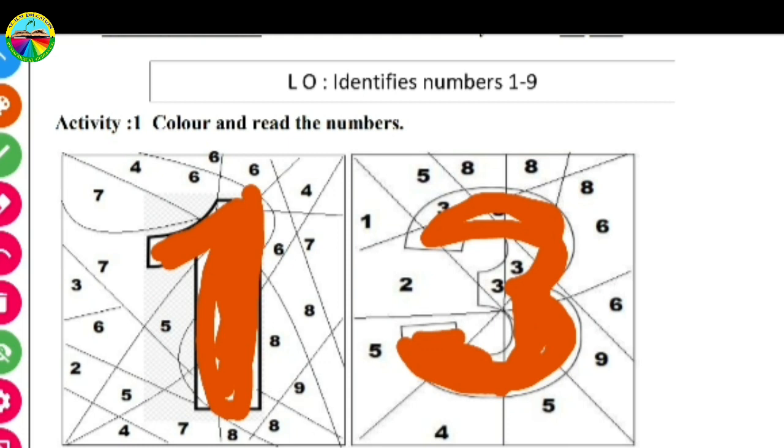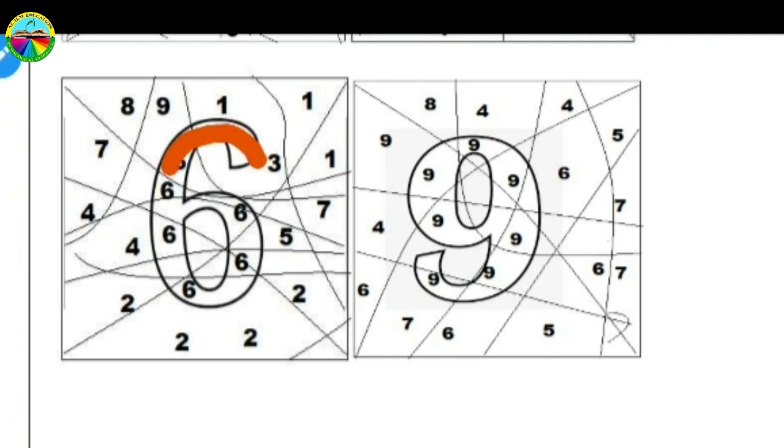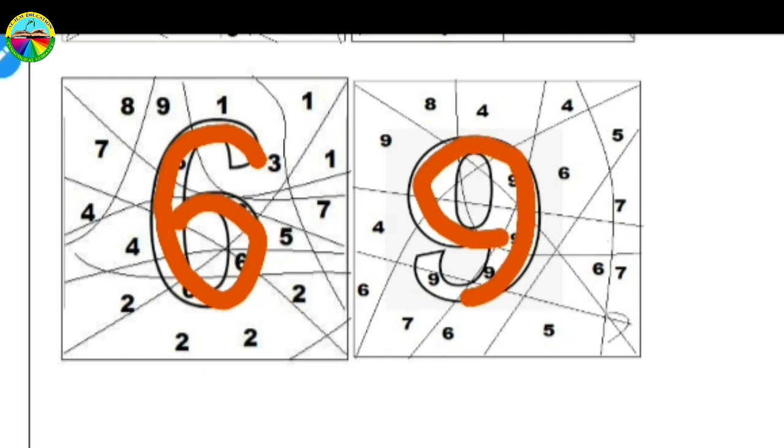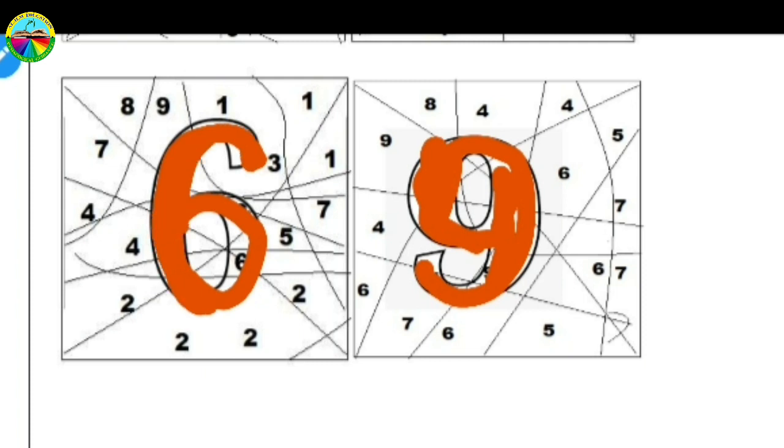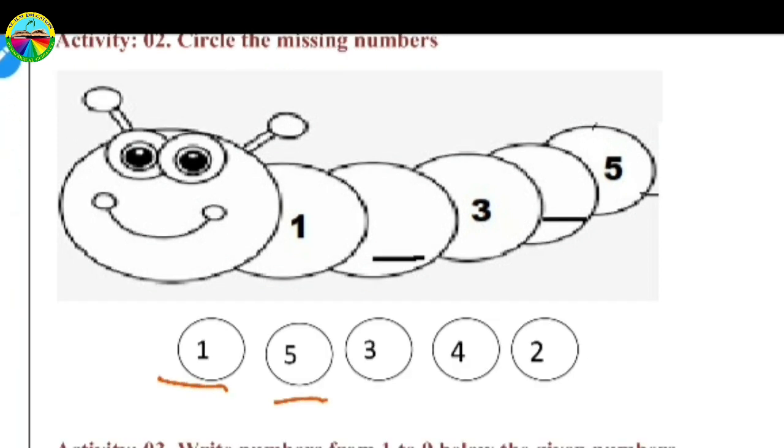The second chart is 6, 9. Read the number and fill the color. Circle the missing numbers. Here numbers are given. See here: 1, 5, 3, 4, 2.